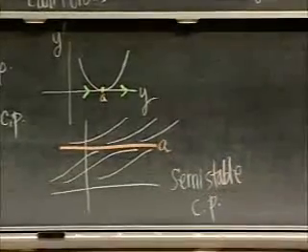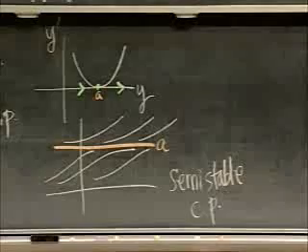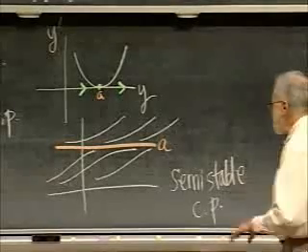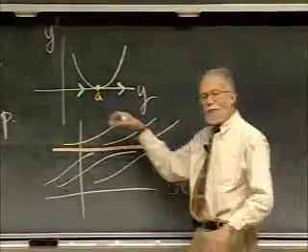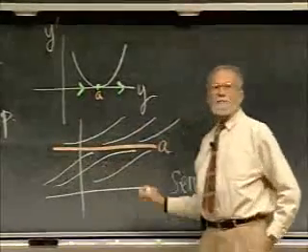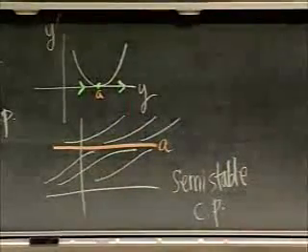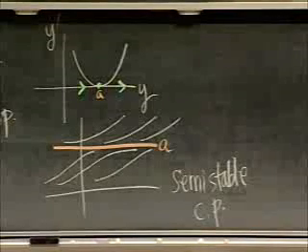Stable on one side, unstable on the other, depending whether you start below it or above it. And of course it could be reversed. If I'd drawn the picture the other way, it could have approached it from the top and left it from below. You get the idea of the behavior.